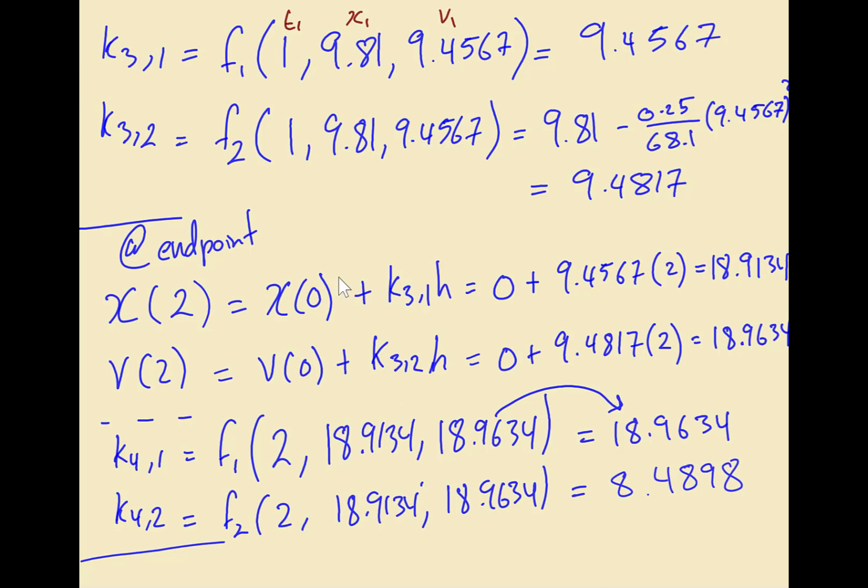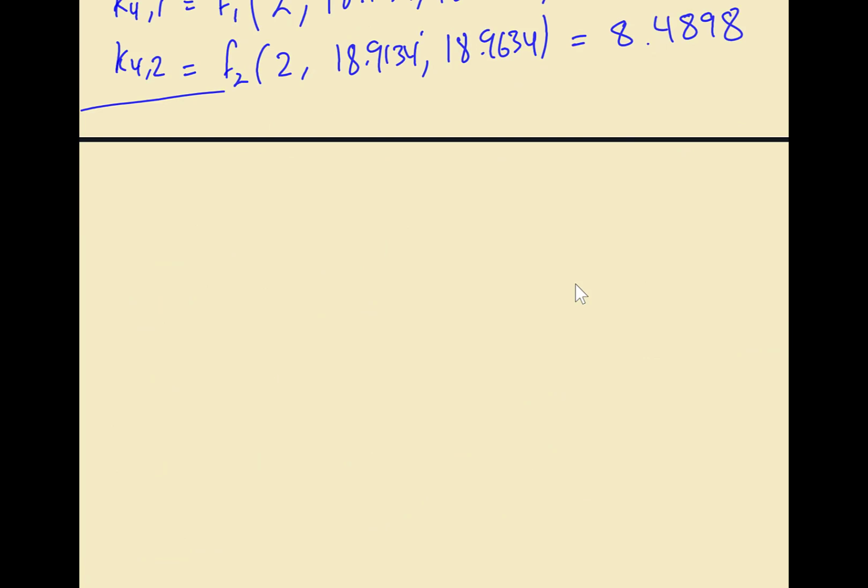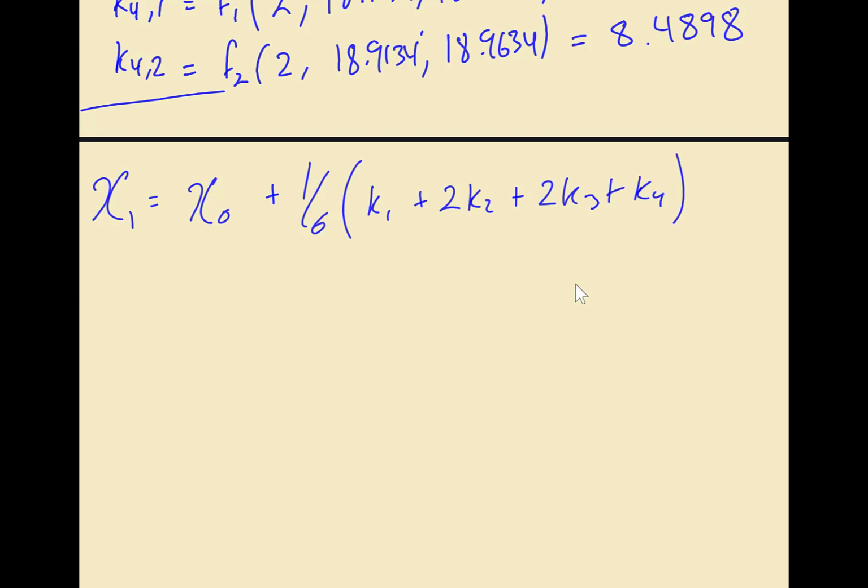So obviously what we did here is not the final. This is just an estimate. We're going to have 2 equations in this case, one for x and one for v. So x is going to be, this is x1, it's going to be x0 plus 1 over 6 times k1 plus 2 times k2 plus 2 times k3 plus k4, times h.